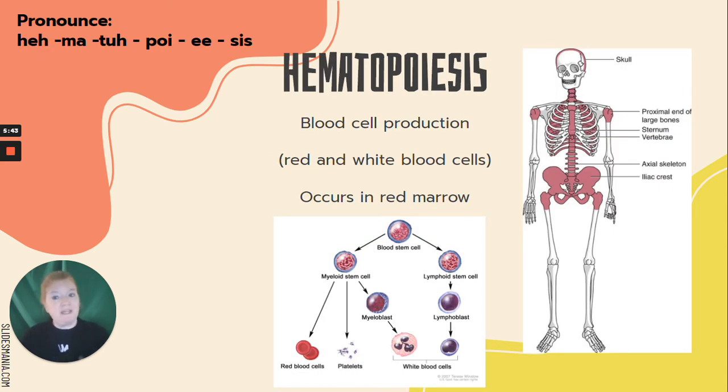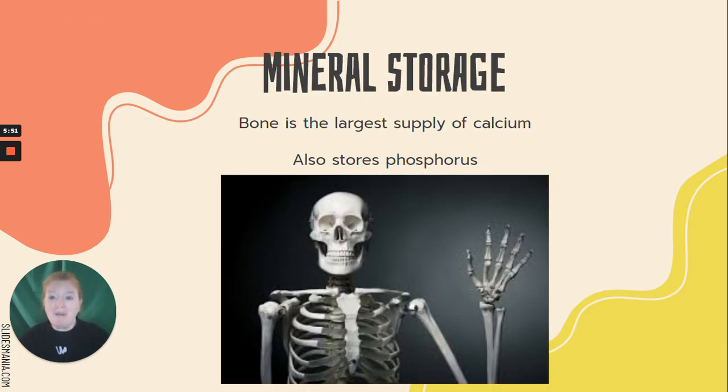Hematopoiesis. Remember, that's blood cell production. It makes red blood cells and white blood cells, and it occurs in your red marrow. Mineral storage. Bone is the largest supply of calcium, and it also stores phosphorus. So if you don't consume enough calcium in your diet, your body takes it from your bones, which makes your bones weaker. So it's important, get enough calcium.